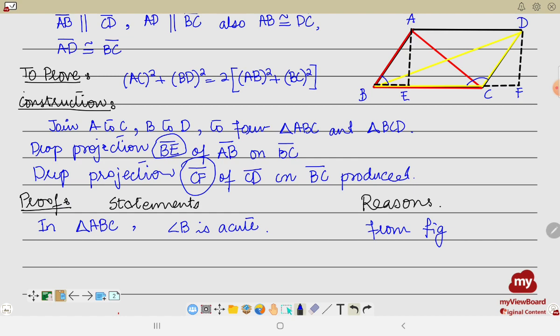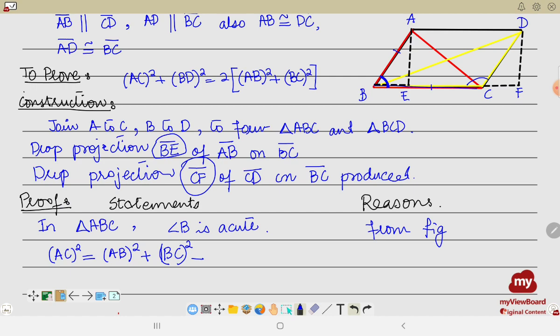The theorem says the side opposite to the acute angle. If this is angle B, the acute angle, the side opposite to it will be AC. So the square of the side opposite to the acute angle is equal to the sum of the squares of the sides containing that acute angle. The acute angle is contained by this side and this side, so we take the sum of the squares of these two sides, AB whole square plus BC whole square, right? Diminished by twice the rectangle contained by this side.